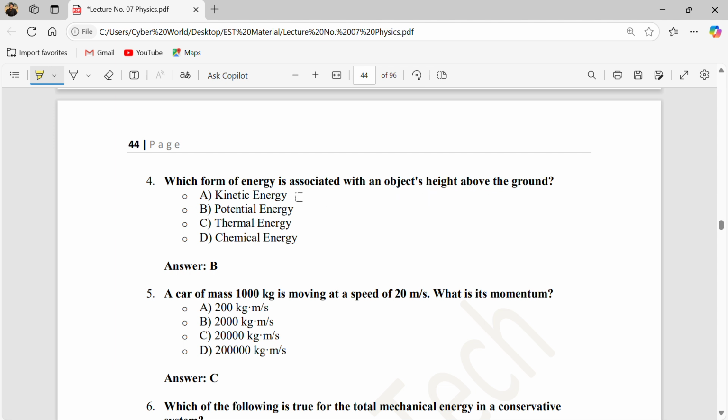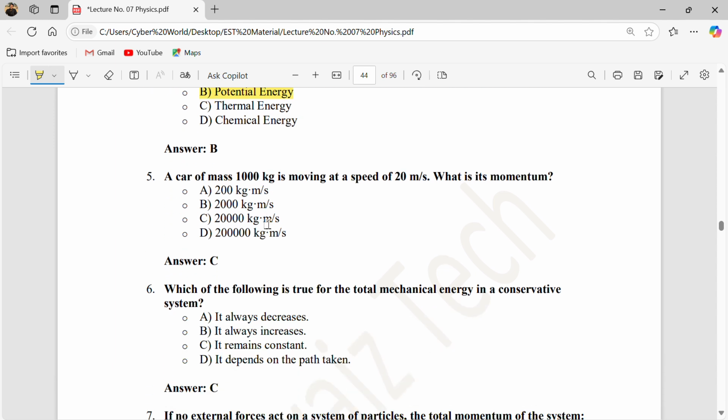If an object has some height, then there must definitely be some potential energy. Okay, a car of mass 1000 kg is moving at a speed of 20 meters per second.